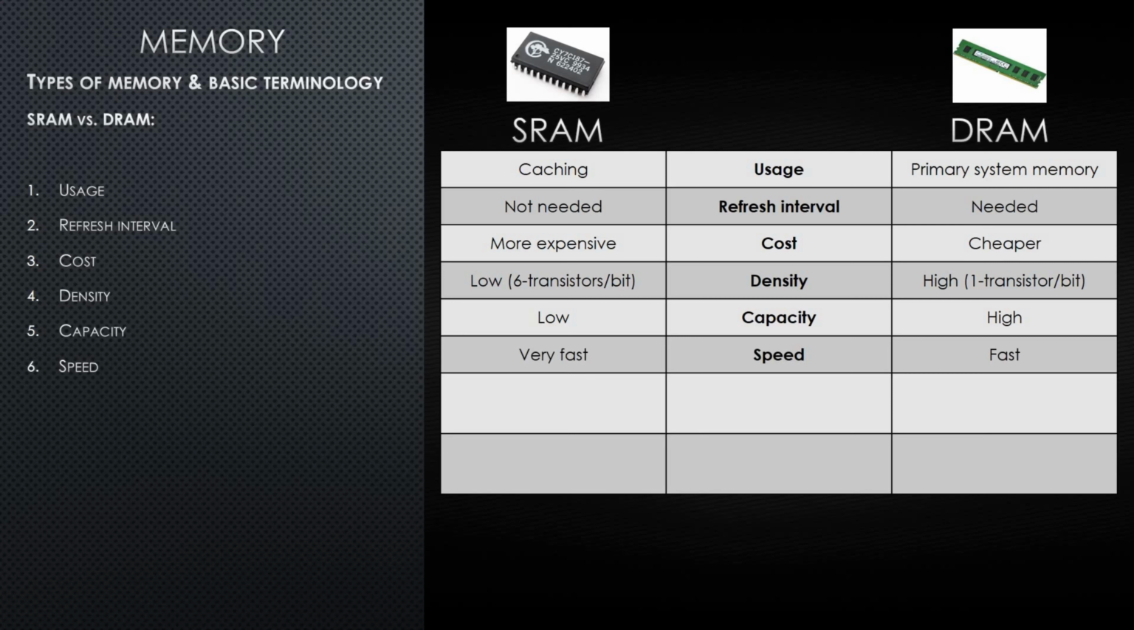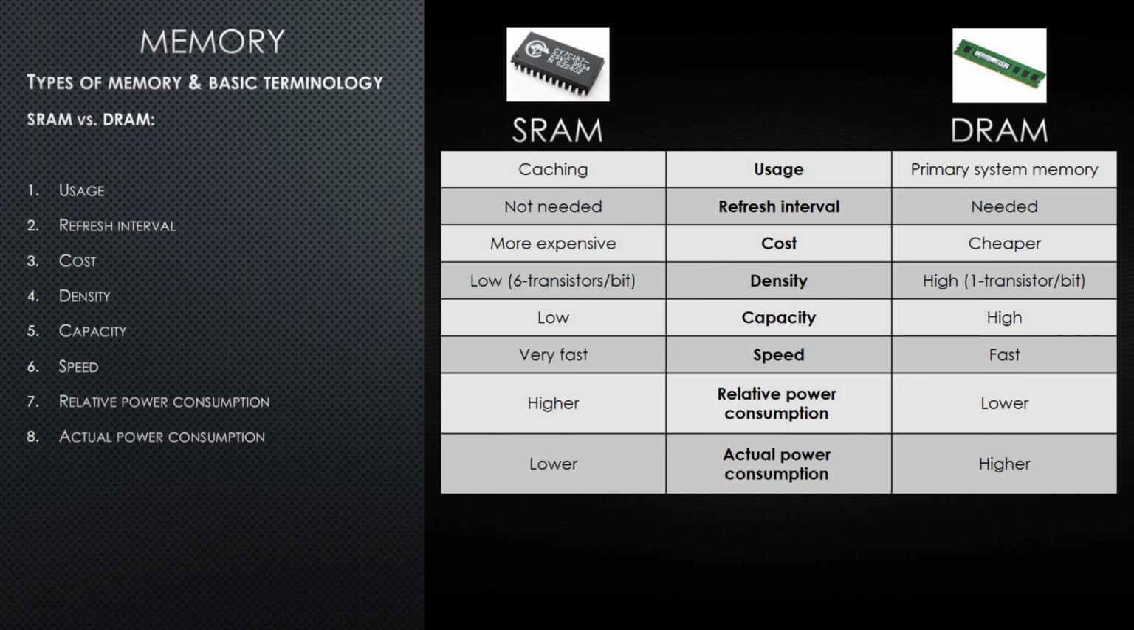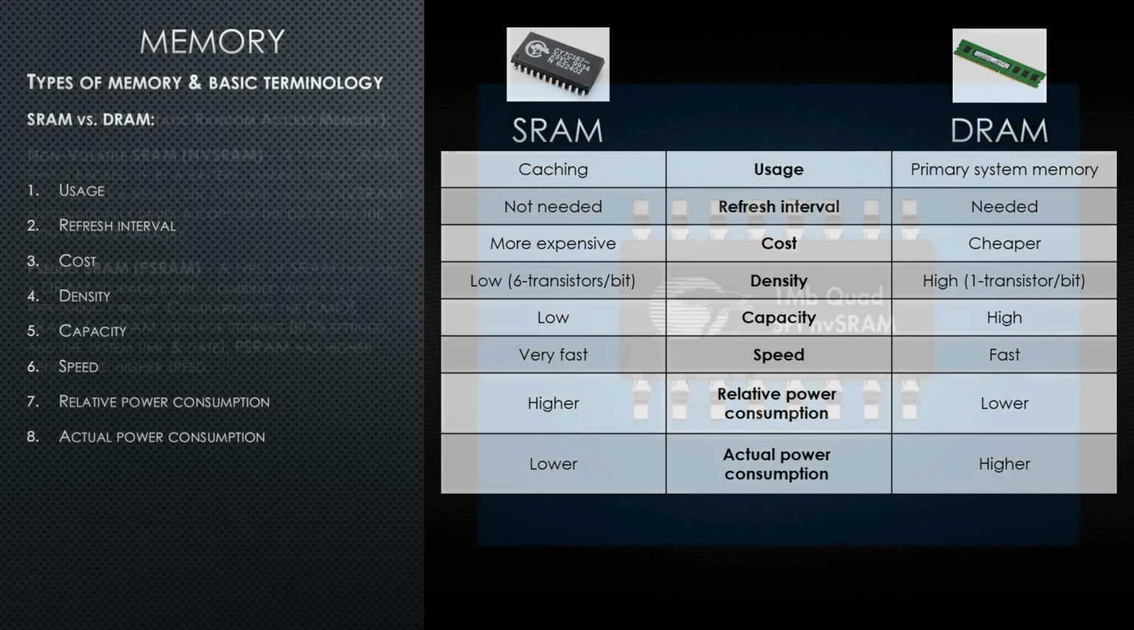Speed. Although DRAM allows fast access to data, SRAM provides even faster access. Relative power consumption. The relative power consumption for SRAM is higher than DRAM. However, the actual power consumption is higher in DRAM.